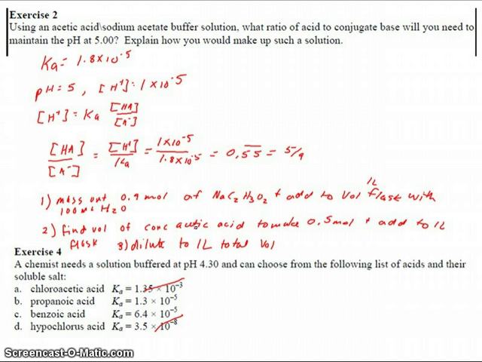Something that's interesting about pH and pKa, because I'm taking negative logs, when I see small numbers like this is 10 to the negative 5, but it's a little bigger than 10 to the negative 5, which means that this will be between 4 and 5, but closer to 5.